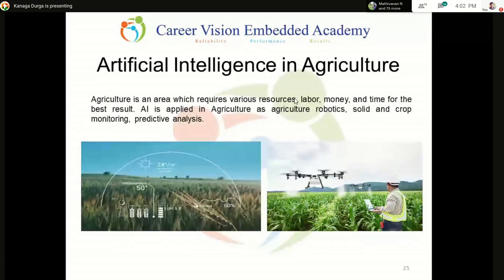This is one small example in which the drones, the quadcopters, are used to spray pesticides to the field, and then this is the intuitive screen of the farmer, in which he's been informed about the pH level, moisture level, temperature, and the crops. All those details are given to him, so that he can know what the environment is in his fields.